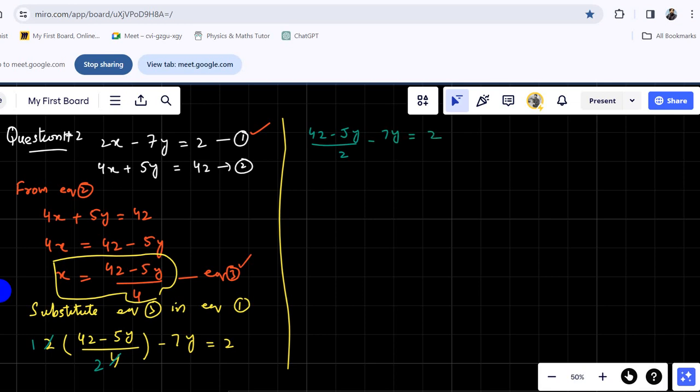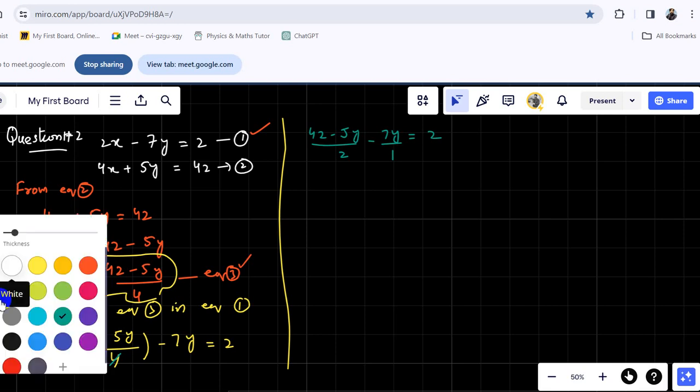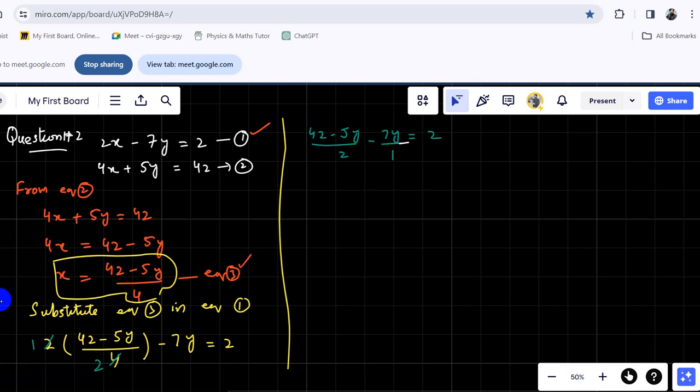So we got fractions here, and we can solve these fractions by taking the LCM. Yeah, exactly.